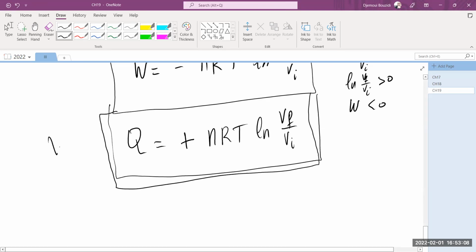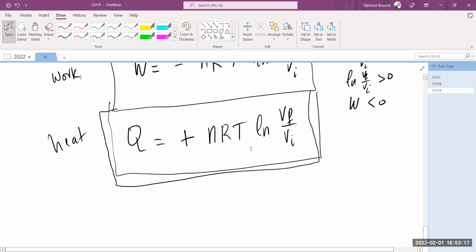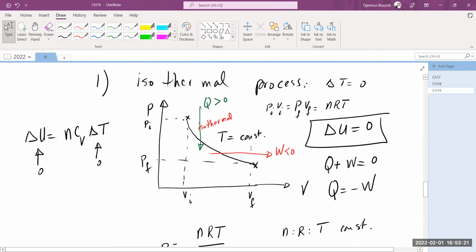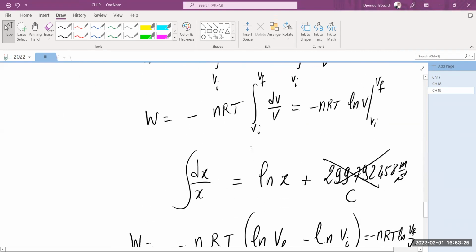So we found the heat, we found the work, and if indeed you add them both, you're going to get 0, because that's how we ended up with them. Does this process make sense to you guys, the isothermal process? Yes, it does. Okay, very good.